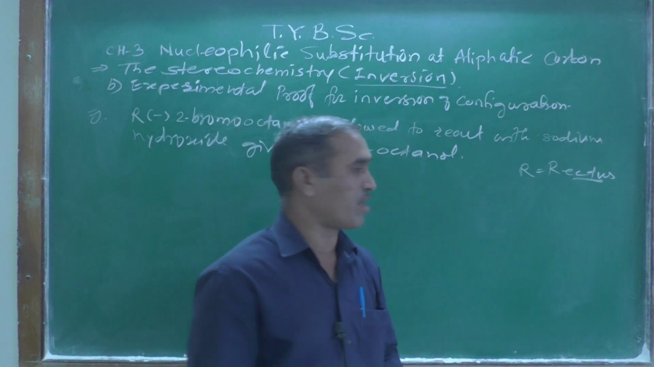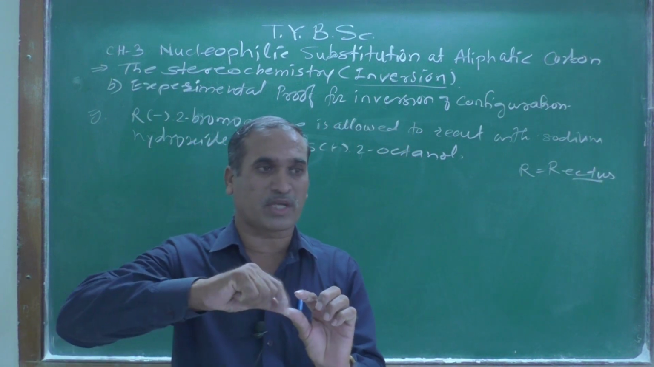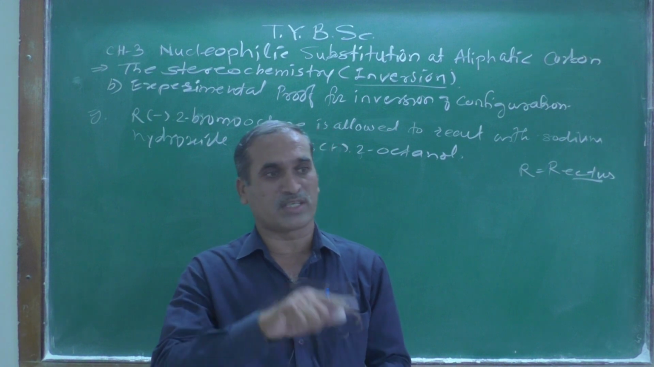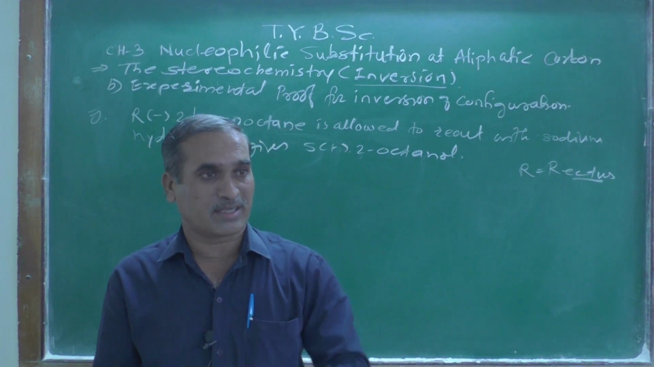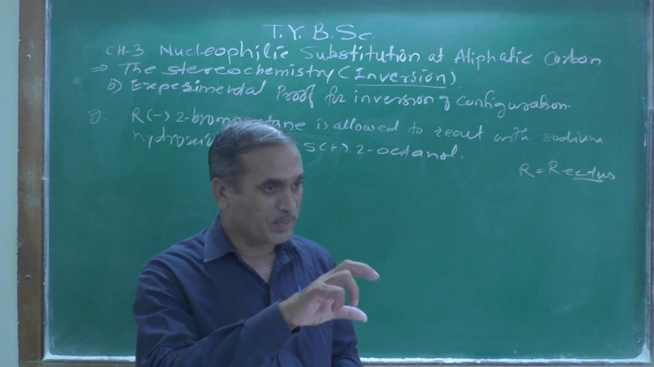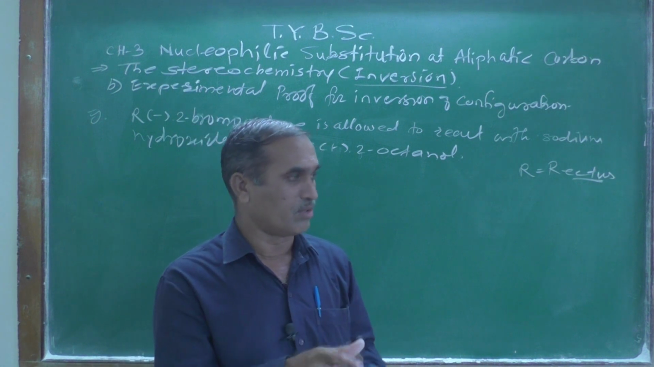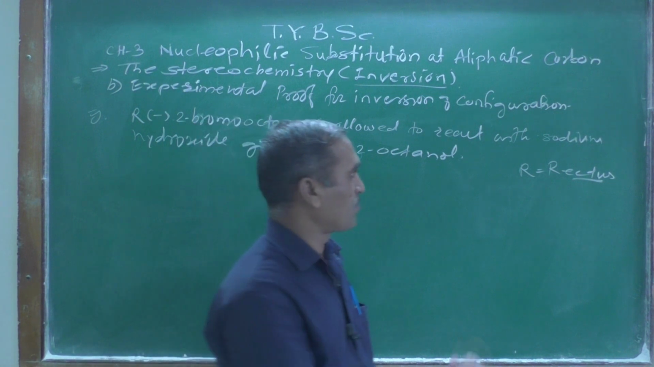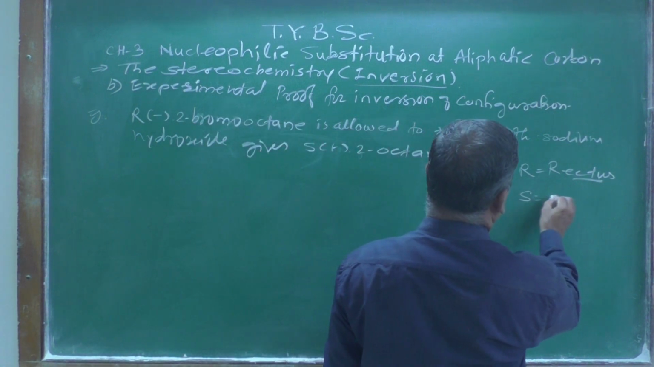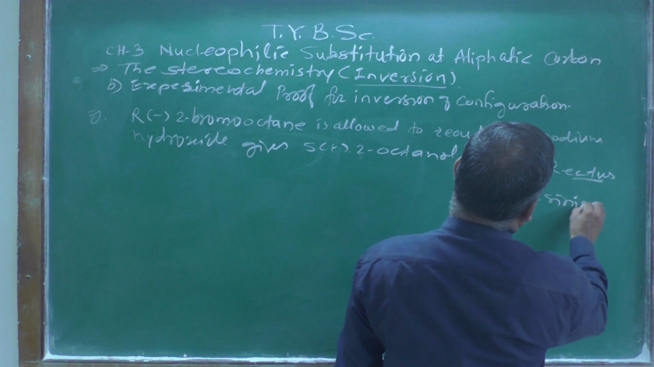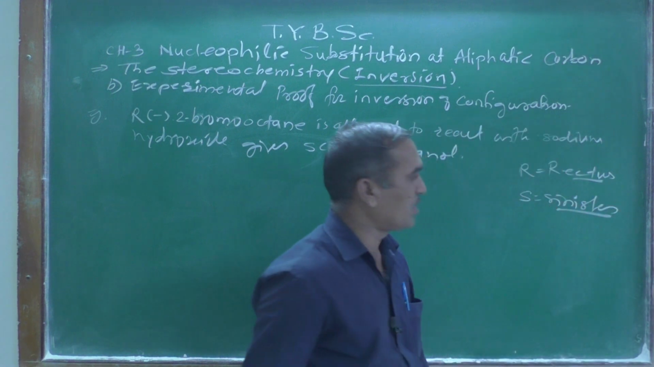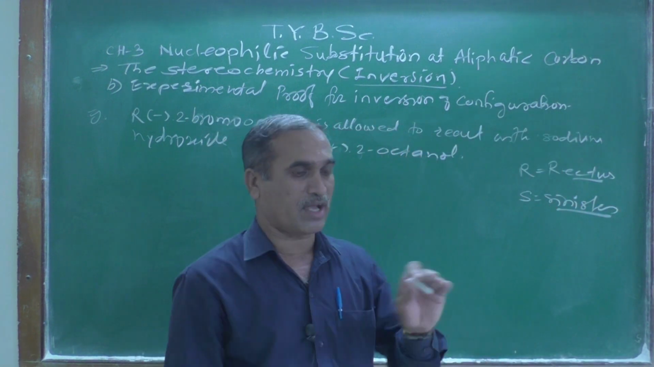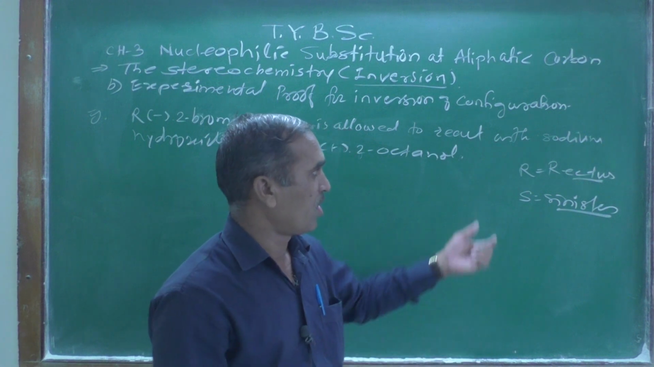Here R is called rectus, which means it rotates the plane of polarization to the right side. That optical rotation we are getting is the stereochemistry. R means that is the absolute configuration. S means sinister. Sinister is also a Latin word, and it means left-handed.